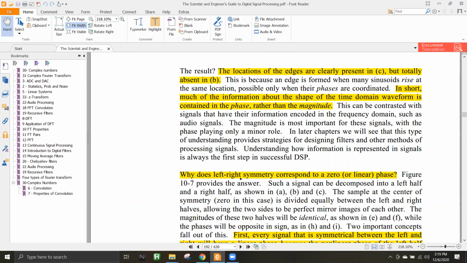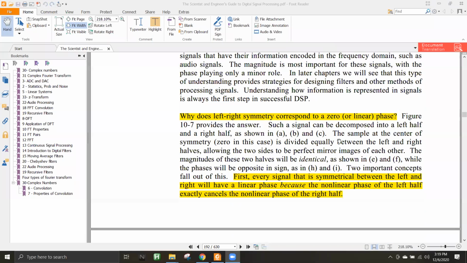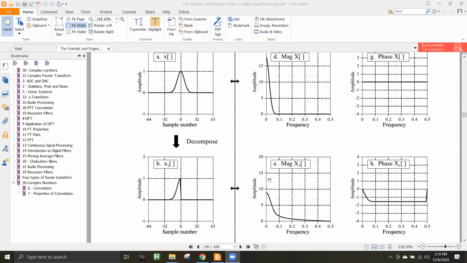Okay, now let us go to this final part of our discussion, that is what we have already said, that any signal that has left right symmetry around sample 0 is said to have linear phase. Corresponding phase would be zero phase. Okay, zero linear. So now the question is, why is it like that? So figure 10.7 actually provides the answer. This particular figure.